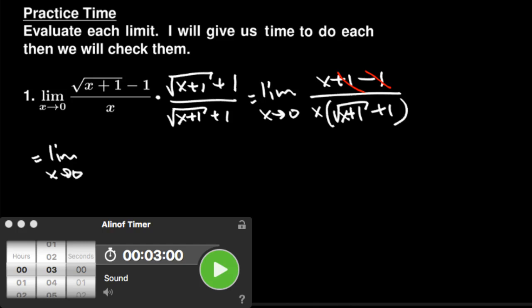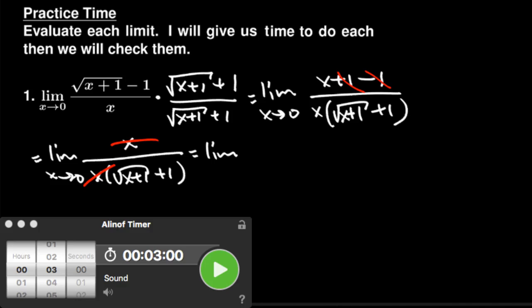Alright, the limit as x approaches 0. I need to make this eraser bigger. Alright, x approaches 0 of... now we have x divided by x times the square root of x plus 1, all plus 1. What can happen now? Those can divide out. And we have the limit as x approaches 0 of 1 over the square root of x plus 1, plus 1. So we can't really do anything else to it right now, unless we just conjugate it again, which would actually undo everything we just did. So don't do that.